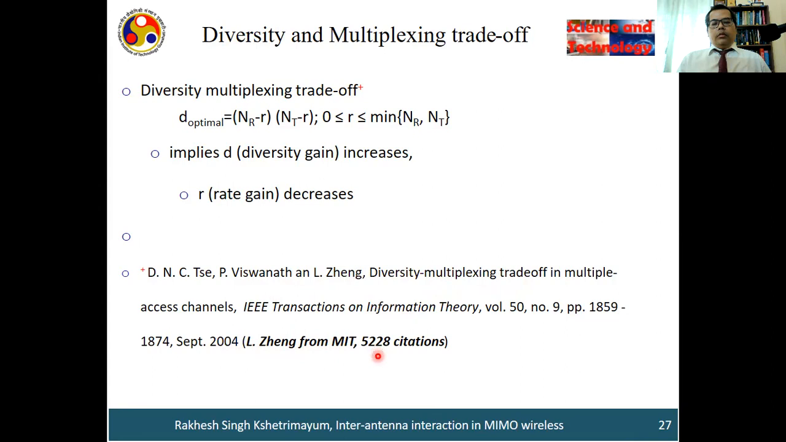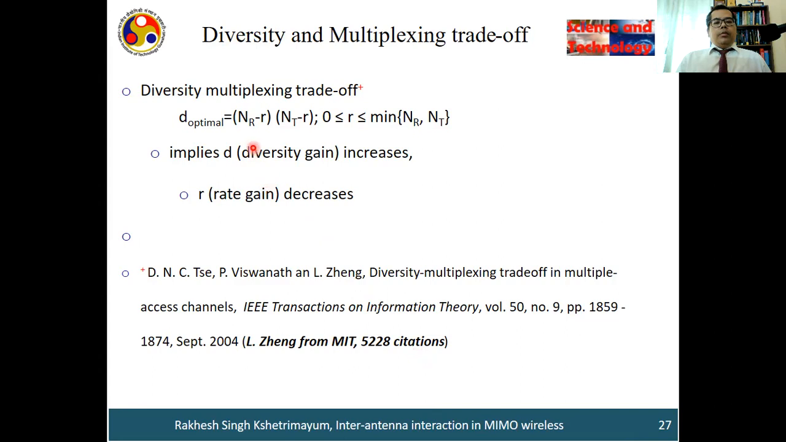One good observation is that this paper has 5,228 citations. Many researchers are targeting citations of thousands, or 2,000, but this one single paper has 5,228 citations. So you can understand the impact of this kind of paper.